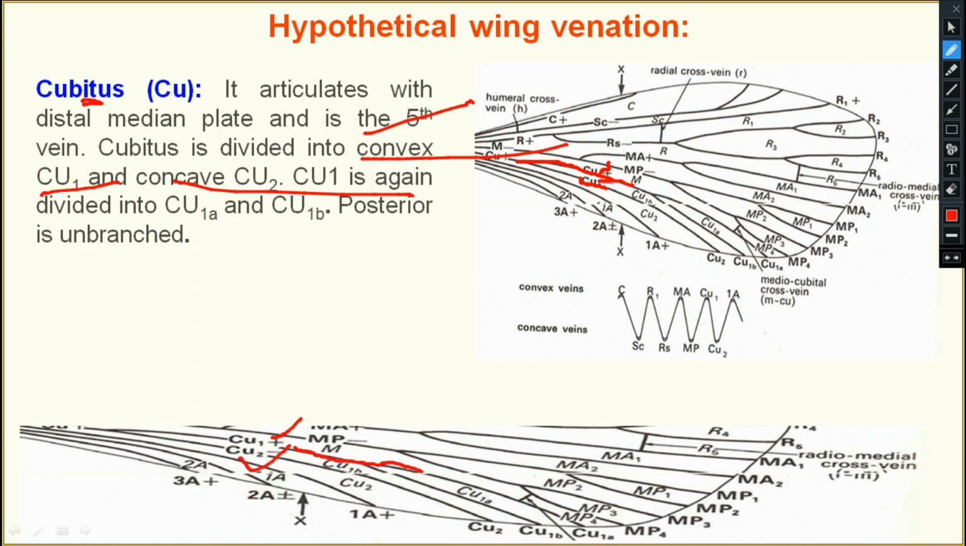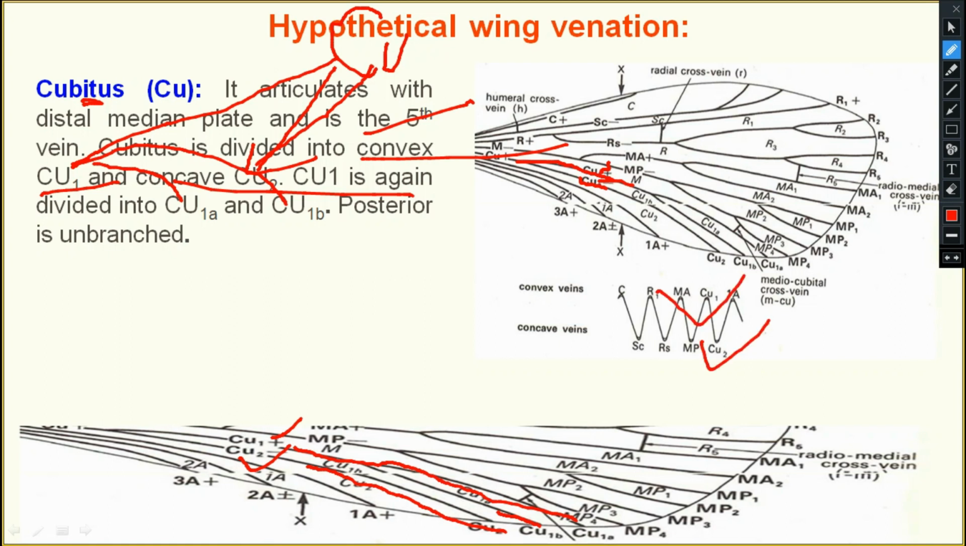CU1 is convex and is divided into CU1A and CU1B. CU2 is unbranched. CU is divided into CU1 and CU2, CU1 is again divided into CU1A and CU1B, and CU2 is undivided. Up to this clear? CU1 is convex and CU2 is concave.